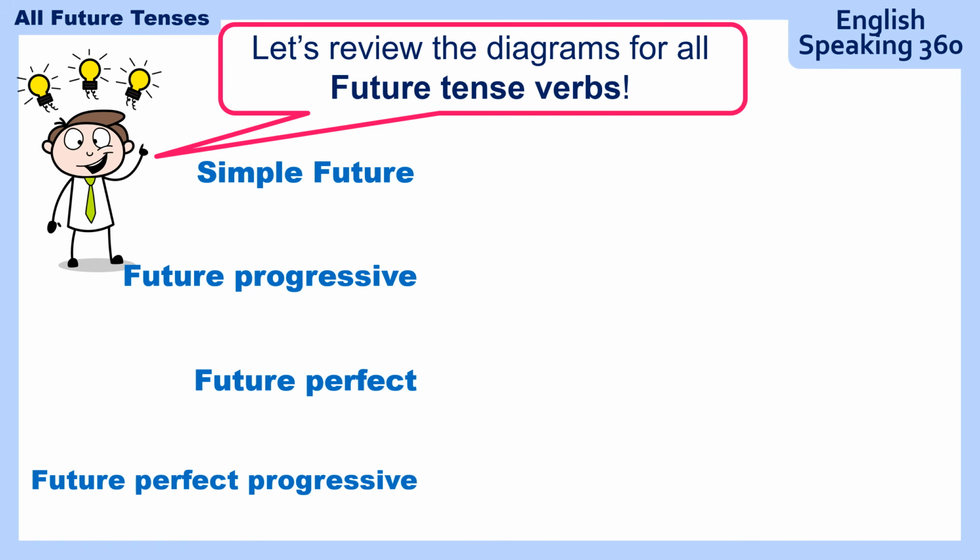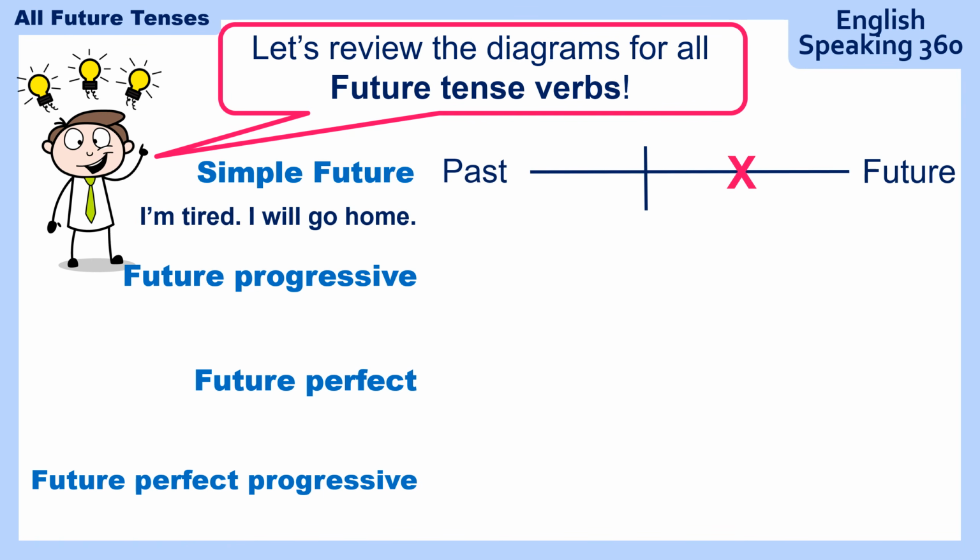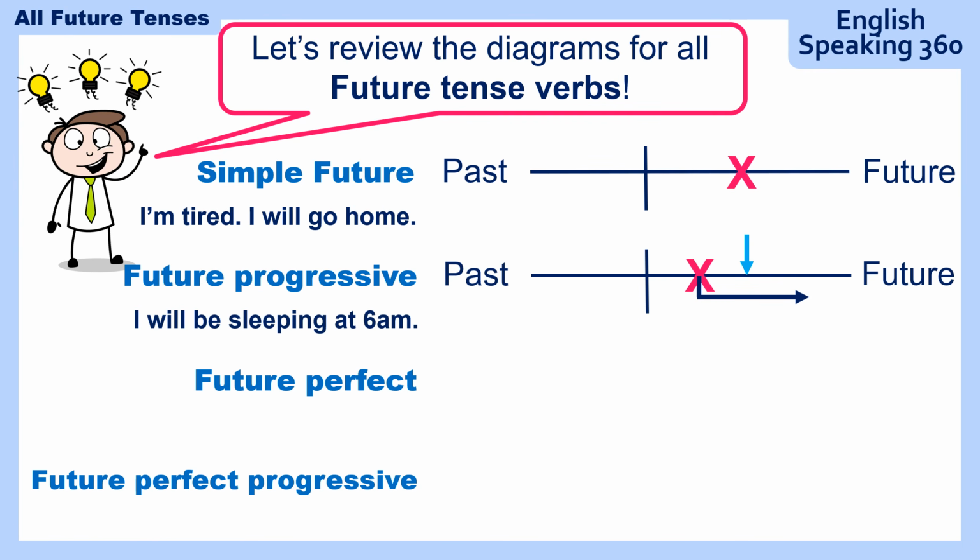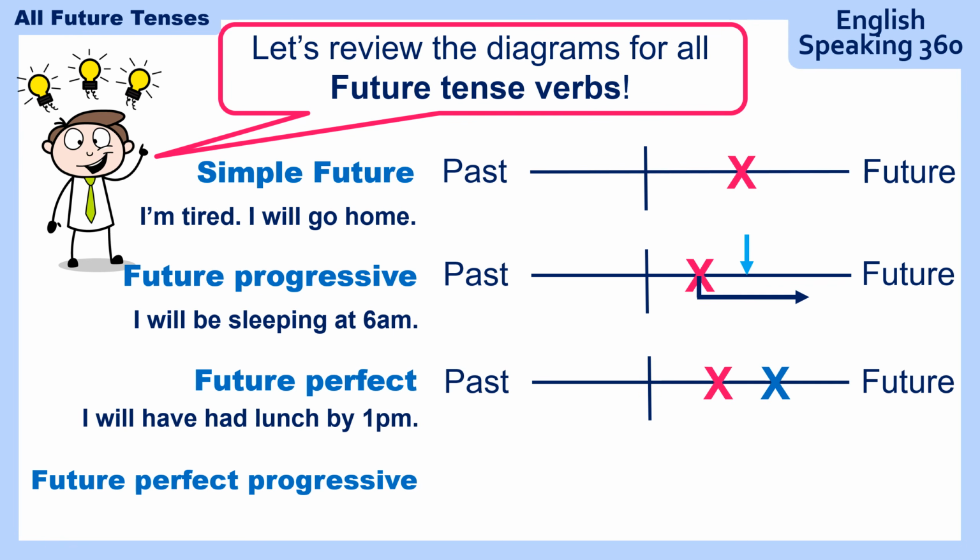Let's review the diagrams for all future tense verbs. The first one, simple future, only one time in the future. That's the basic one. I'm tired, I will go home, sudden decision. Second one, future progressive. I will be sleeping at 6 a.m. So at a specific time in the future, it's going to be an ongoing action at that time. I will have had lunch by 1 p.m. So 1 p.m. is the blue X, and the having lunch happened before 1 p.m.